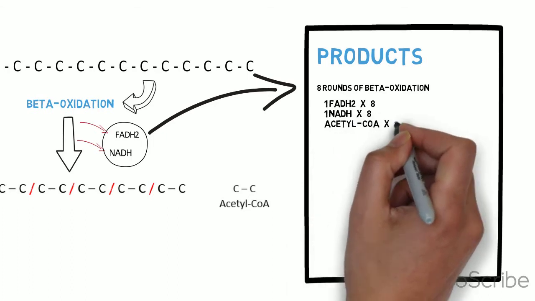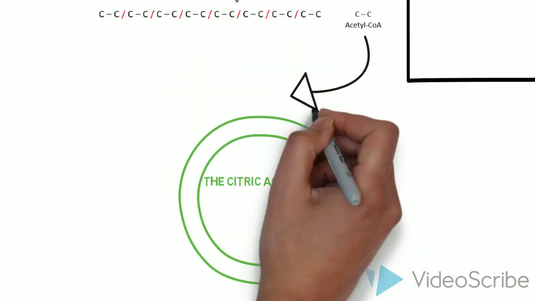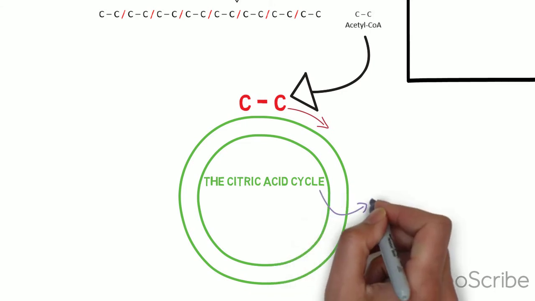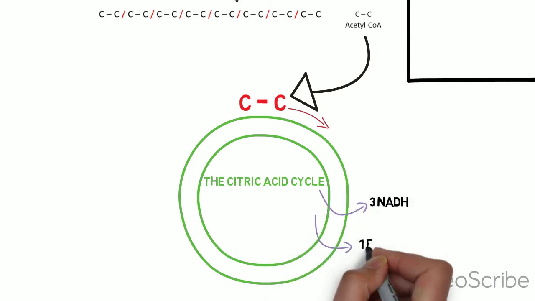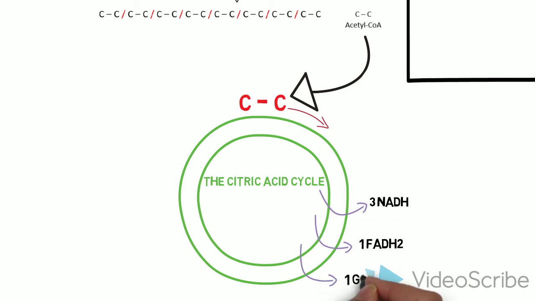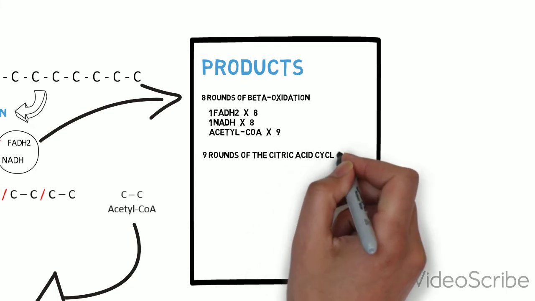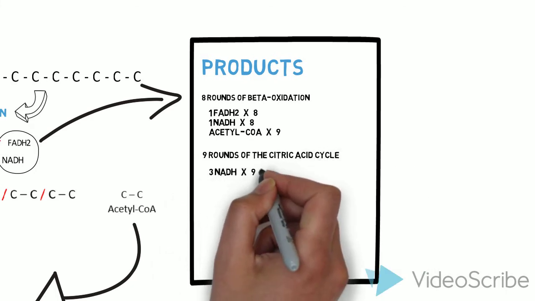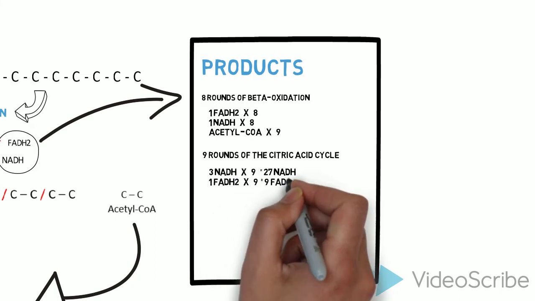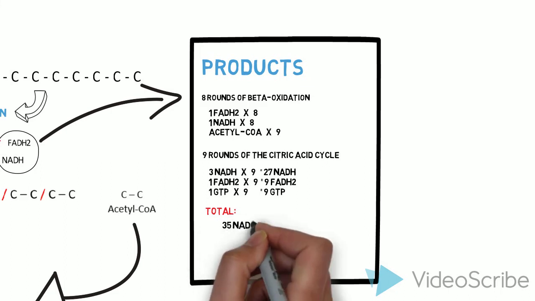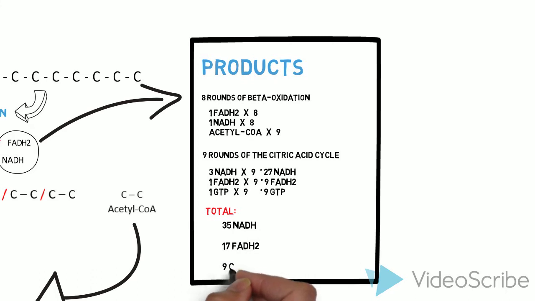NADH, and 9 acetyl-CoA. Now with the acetyl-CoA we have, each acetyl-CoA molecule will move through the citric acid cycle and be oxidized to CO2. With each turn of the citric acid cycle, we get 3 NADH, 1 FADH2, and 1 GTP. Due to the 9 acetyl-CoA produced from beta oxidation, the citric acid cycle happens 9 times, so in total, 27 NADH, 9 FADH2, and 9 GTP will be formed. Overall, we will have 35 NADH, 17 FADH2, and 9 GTP.